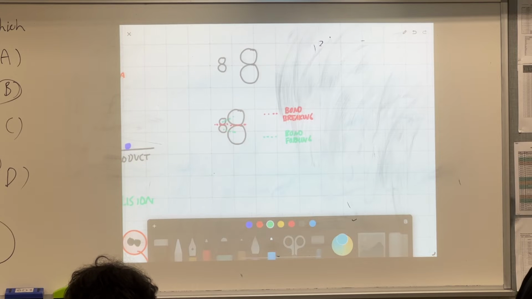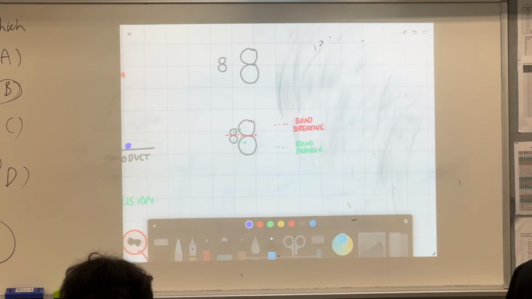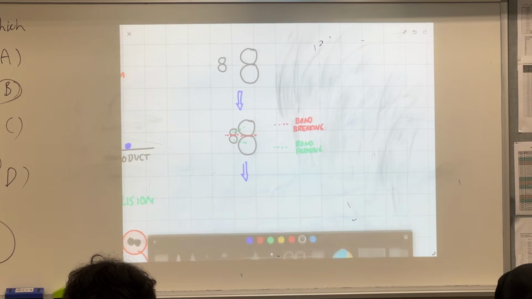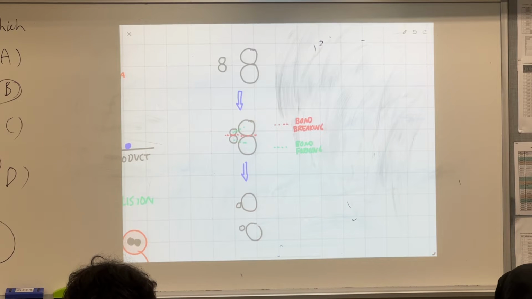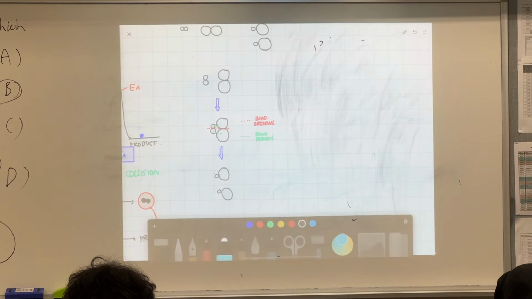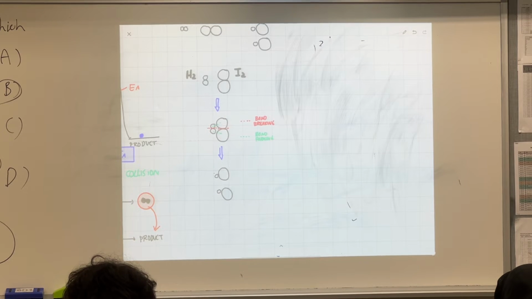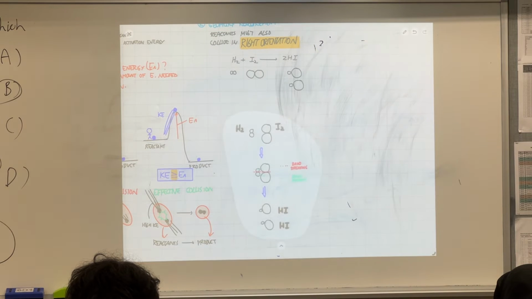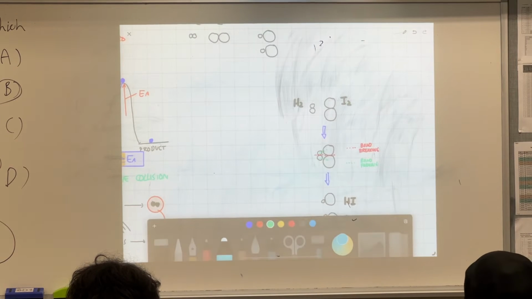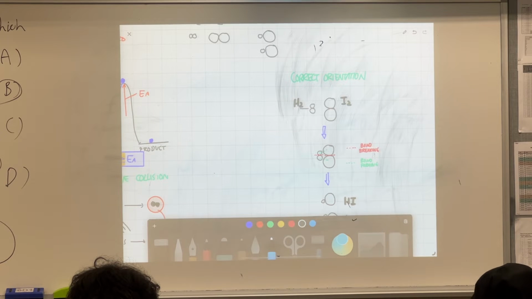So what happens afterwards? You will then have these products forming at the end. And we say hydrogen and iodine successfully reacted to form hydrogen iodide. There are two molecules of hydrogen iodide. So this is a correct orientation. You can put that maybe on the right hand side. The orientation being that they are colliding in this manner. You see that they are colliding this way and this way.